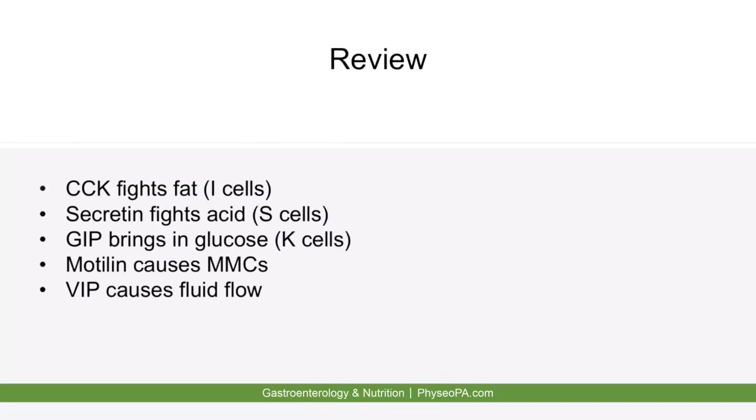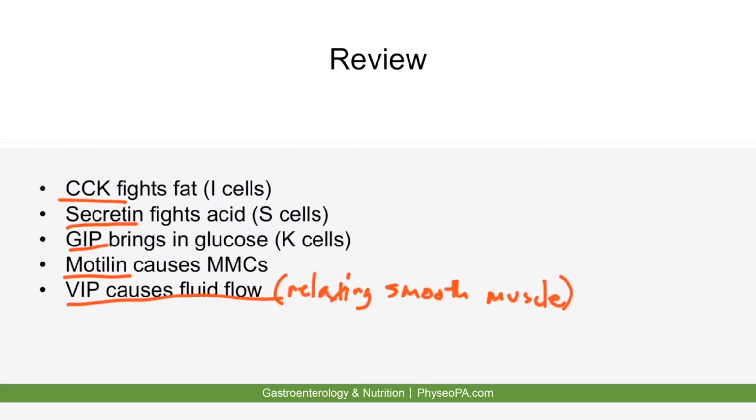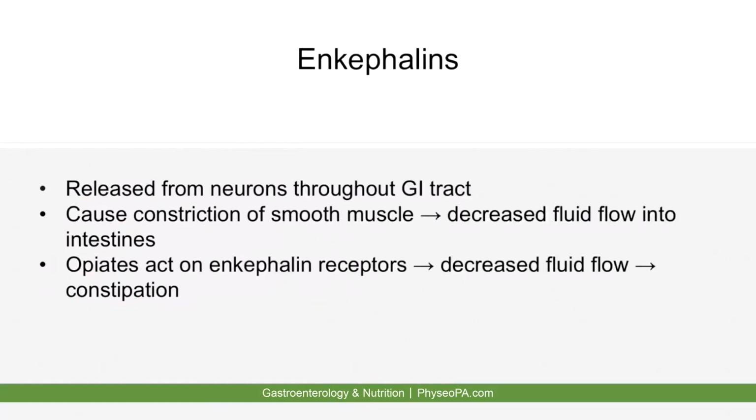So to review up to this point, CCK fights fats, secretin fights acid, GIP brings in glucose, motilin causes migrating motor complexes, and VIP causes fluid flow. It does this by relaxing smooth muscle. So now let's talk about enkephalins.